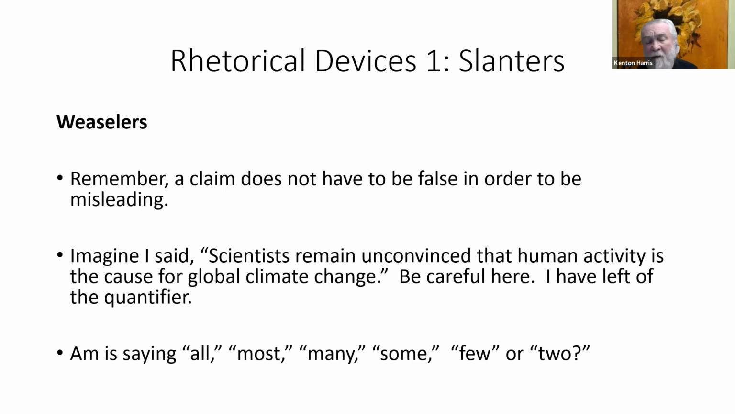Remember, a claim does not have to be false in order to be misleading. Imagine I said, scientists remain unconvinced that human activity is the cause for global climate change. Be careful here. I've left off the quantifier. Notice, am I saying all scientists remain unconvinced? Most scientists remain unconvinced? Many? Some? Few? Two? Well, I haven't given you a quantifier. The missing quantifier, and here it's the absence, is what's acting as a weasler.